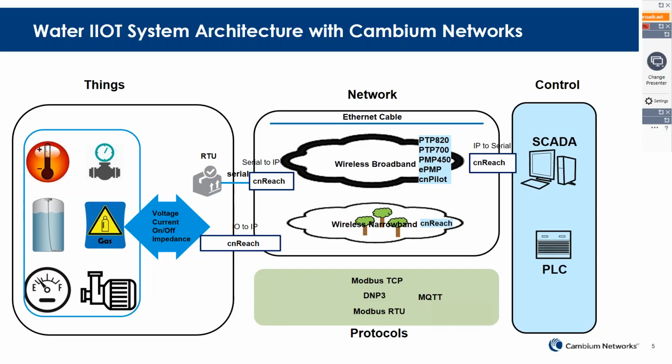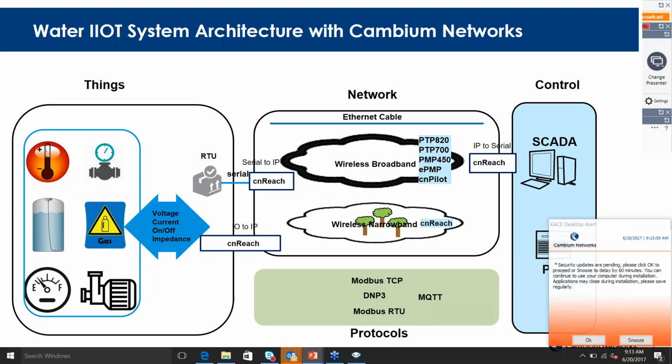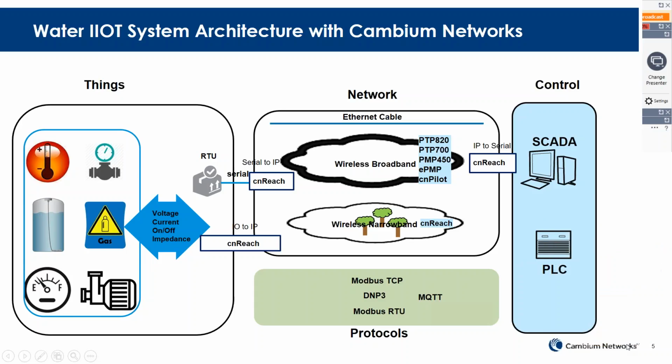So in terms of wireless broadband, we have a broad range of products to choose from. For example, the very high capacity PTP820 licensed microwave. I'm going to talk in more detail later. We have PTP700. We have PMP450 for point to multipoint, and we have the lower cost ePMP and the Wi-Fi based cnPilot, which gives you very short range, but it's very easy to use.